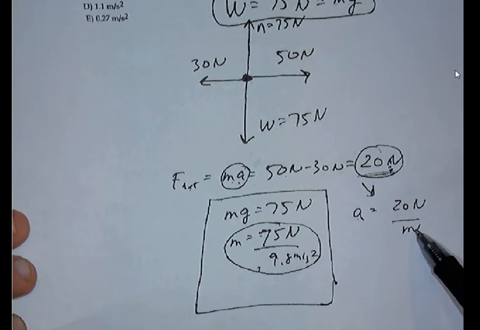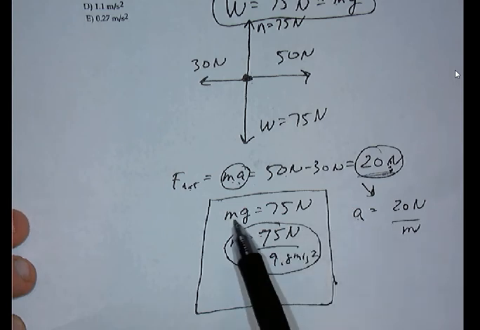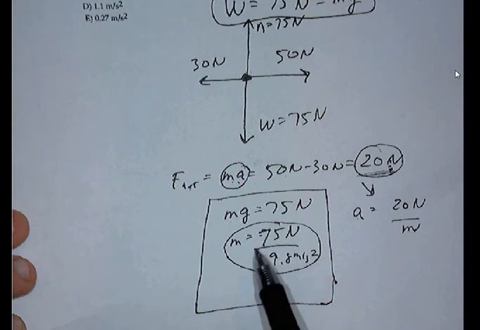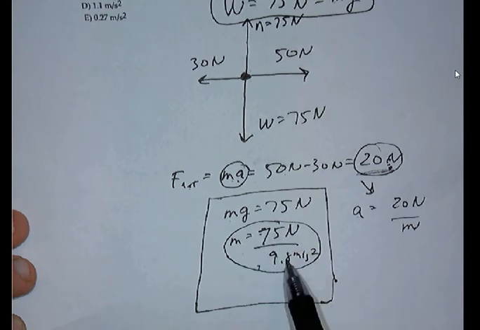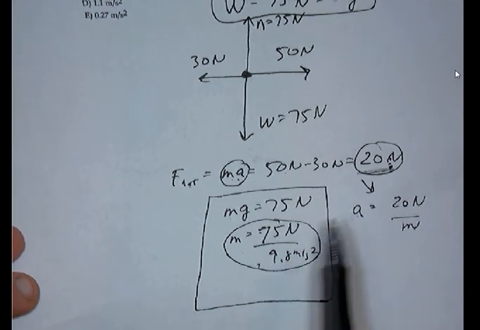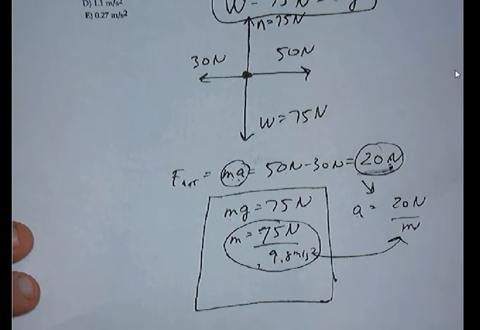divided by the mass. So not divided by the weight, divided by the mass. And we can get the mass because we know mg is 75 newtons. The mass then is 75 divided by g, which is 9.8. So you can take this for the mass and put it in here.